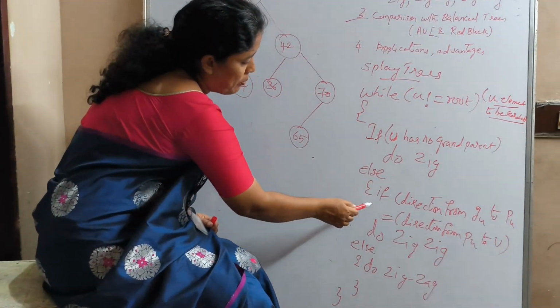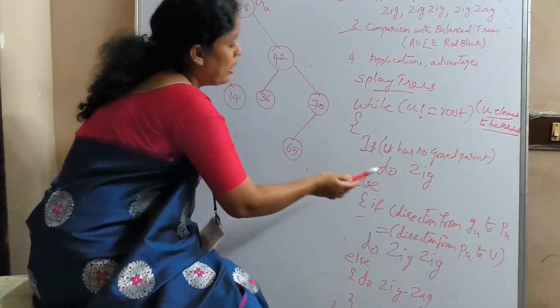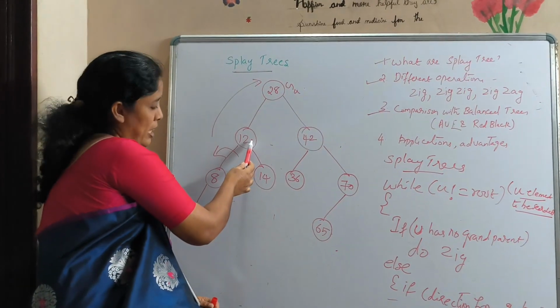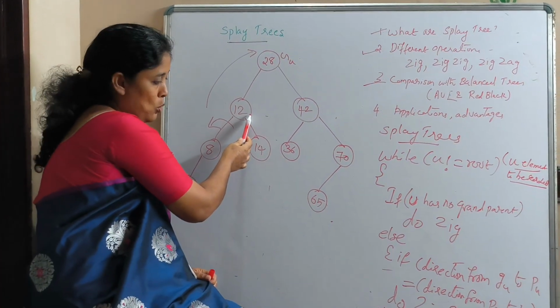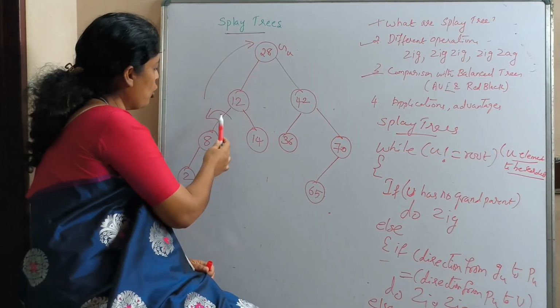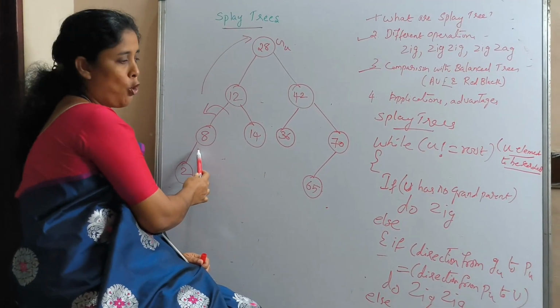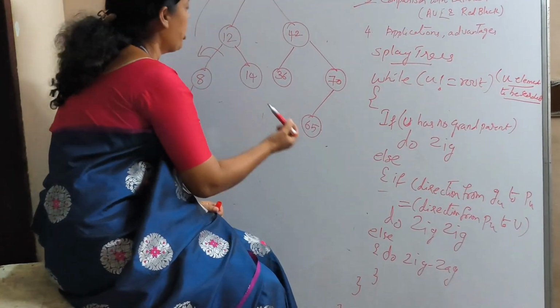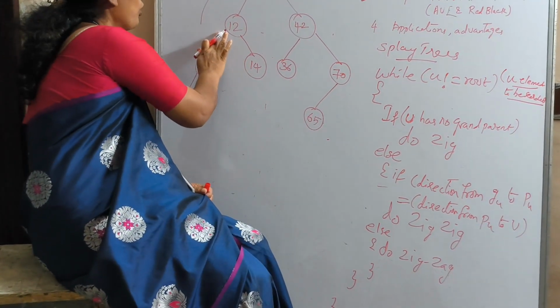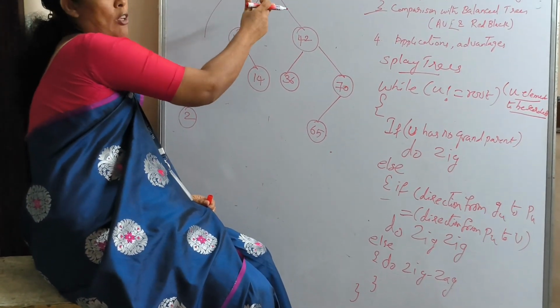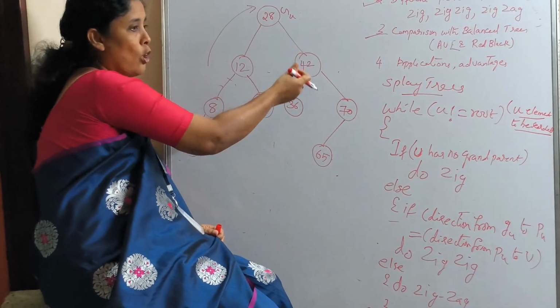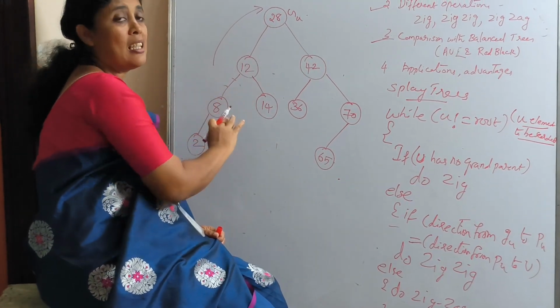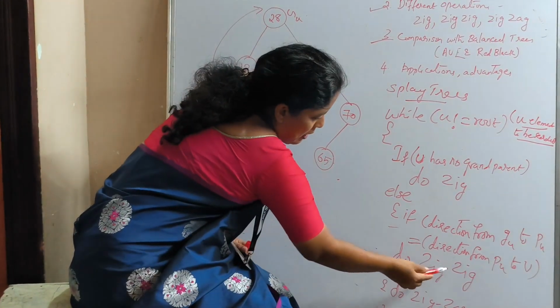Here you can see, if the direction from grandparent to parent is equal to the direction from parent to the element you are searching for, that is, parent to U, then do the zig operation. So here you will go in for two left operations, or two right operations, that is zig.